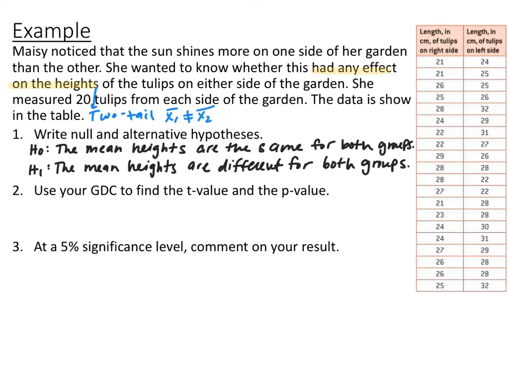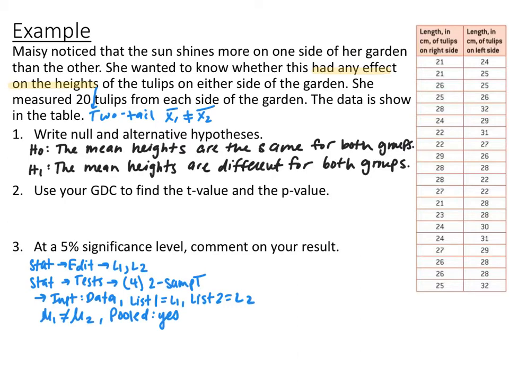For a two-tailed t-test, the null hypothesis is that the means are the same. That's true no matter what your t-test is. And then your alternative hypothesis is just that the mean heights are going to be different. So now we want to find our t-value and our p-value.